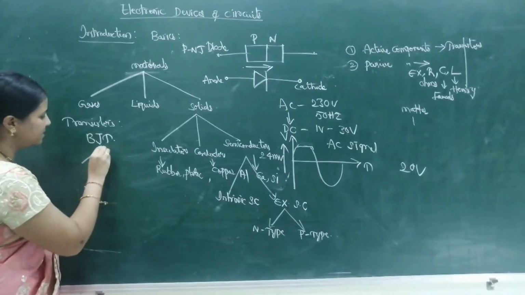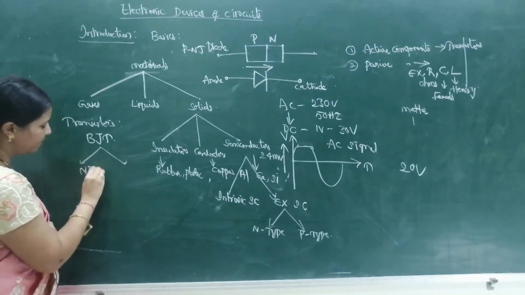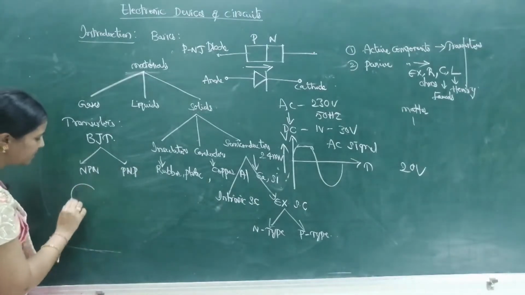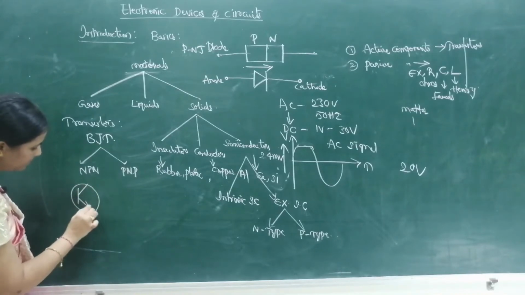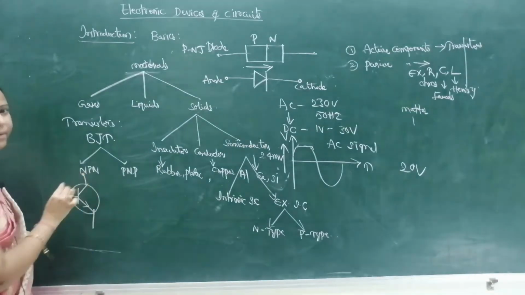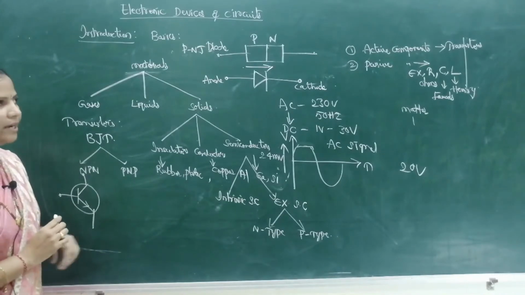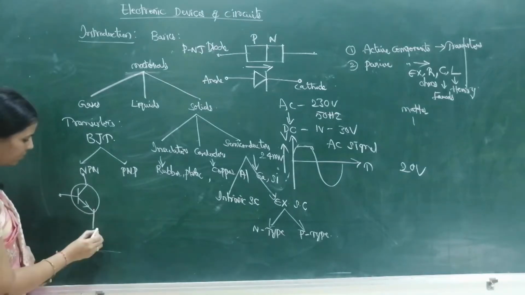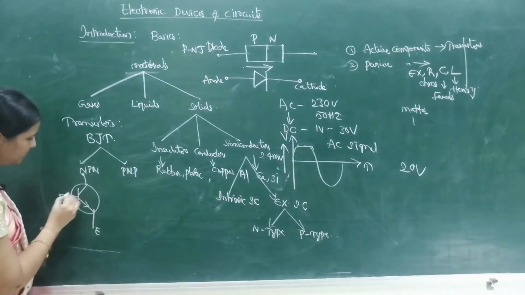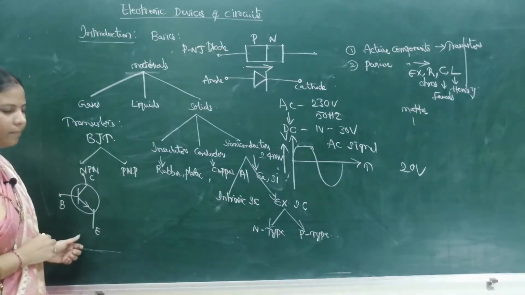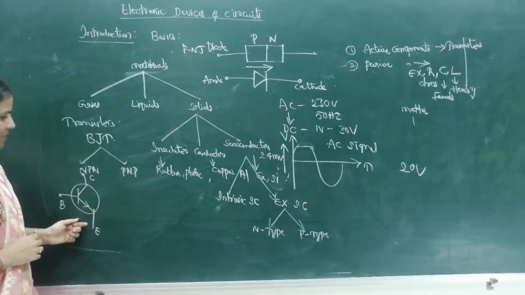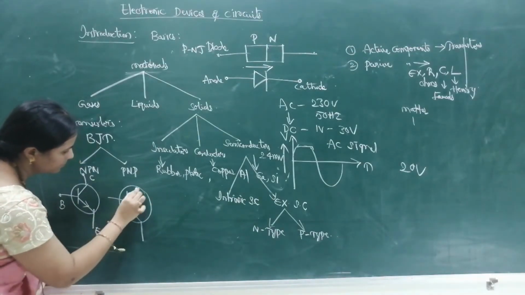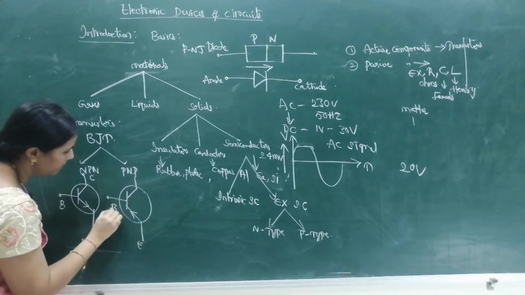So transistors are two types, NPN transistor and PNP transistor. NPN transistor circuit symbol is like this. It is a 3-terminal semiconductor device. 3 terminals ఉంటాయి. Diode కి అయితే 2 terminals, transistor కి అయితే 3 terminals. So this is emitter, base, collector. This is NPN transistor symbol. Coming to the PNP transistor symbol, this is emitter, base, collector.